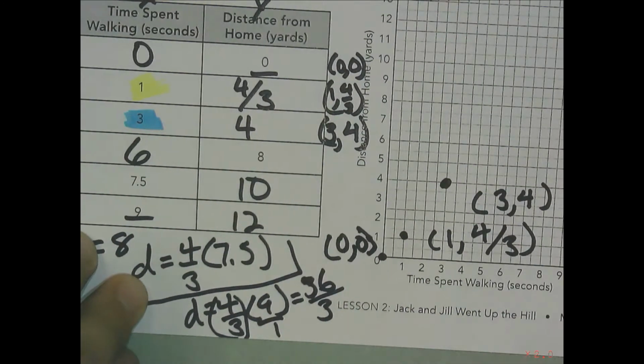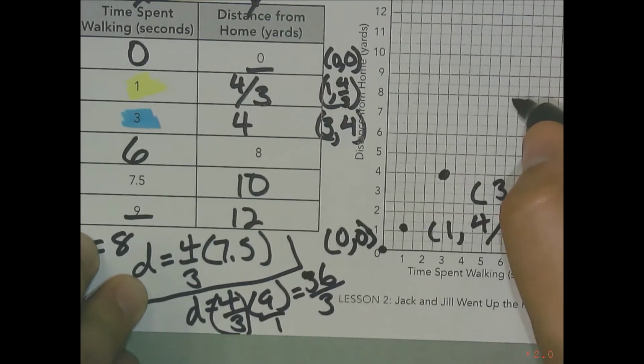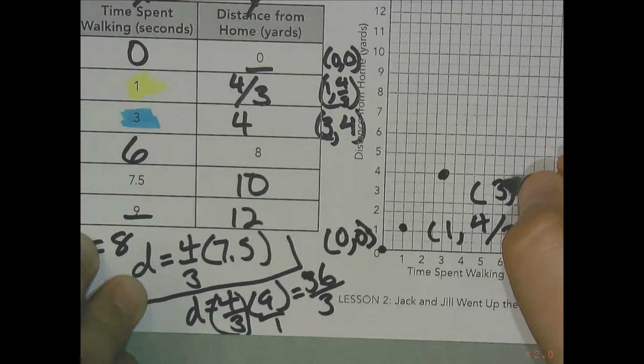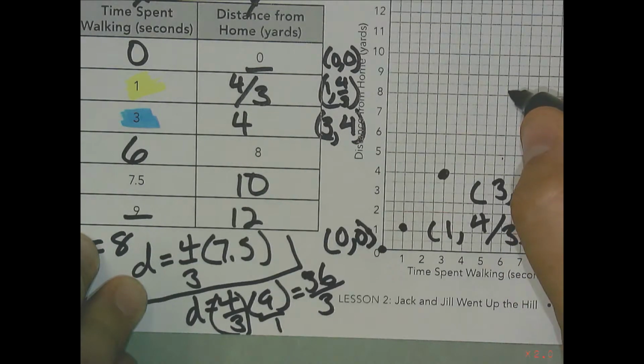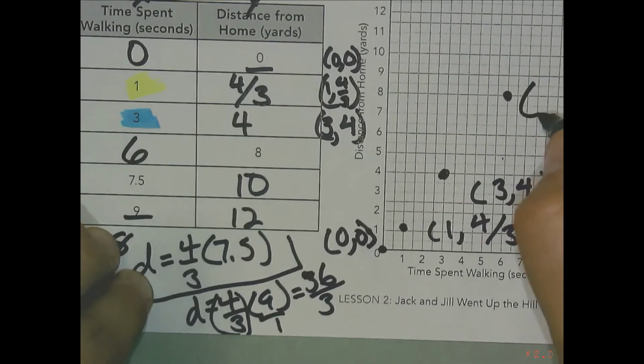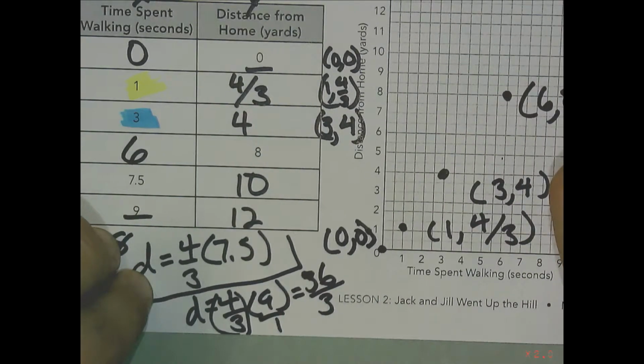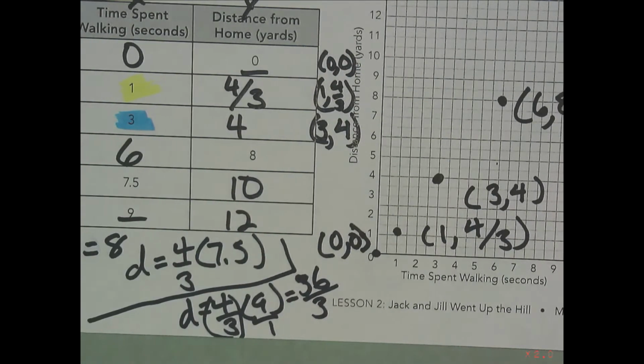Okay? Then the next point is going to be, I'm going to go over 6, and then I'm going to go up 8. Or I'm sorry, over 6, up 8. So this is the point 6, 8. And then our last one is 9, 12. And I skipped the 7.5, but it's 9, 12.